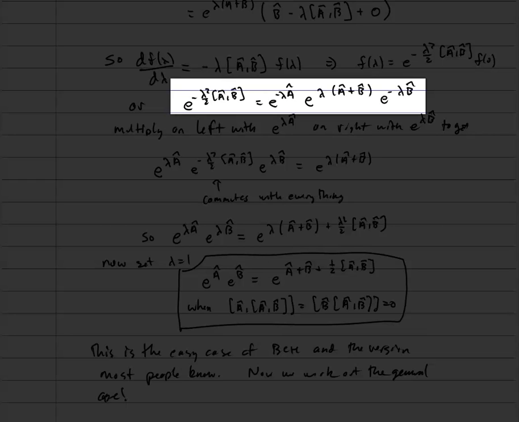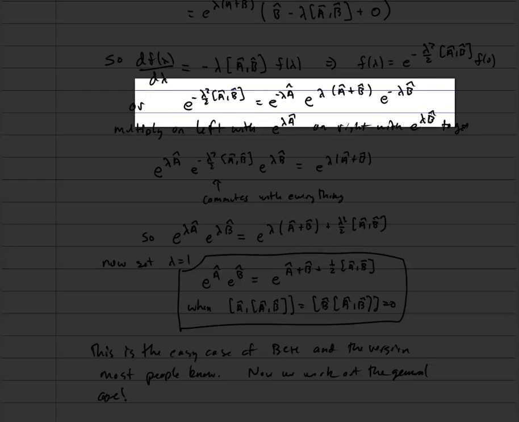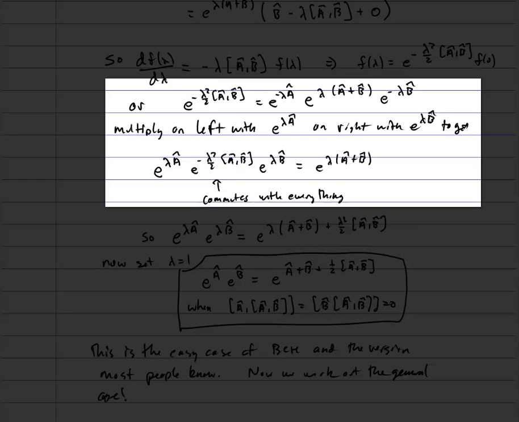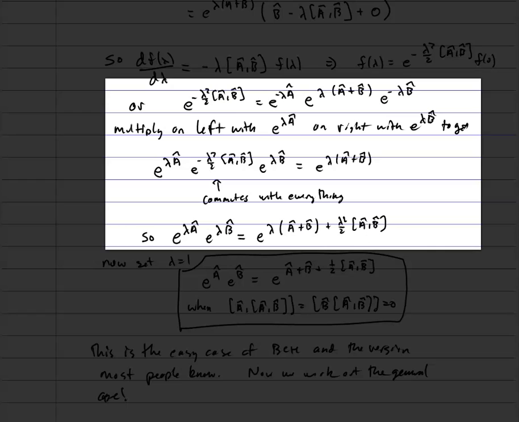Pretty cool. It kind of looks like a Hadamard lemma, but it has e to the minus lambda a and e to the minus lambda b on the left and on the right, so it's not really a Hadamard lemma. Now, we just multiply on the left by e to the lambda a and on the right by e to the lambda b. And because the term in the middle, e to the minus lambda squared over 2 commutator of a with b, commutes with everything, I can multiply by e to the lambda squared over 2 times the commutator of a with b and bring it onto the right-hand side. I can even bring it into the exponent because it commutes with a plus b. And I get our final result.